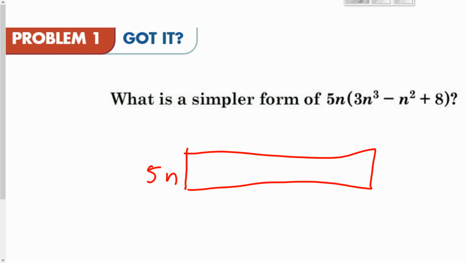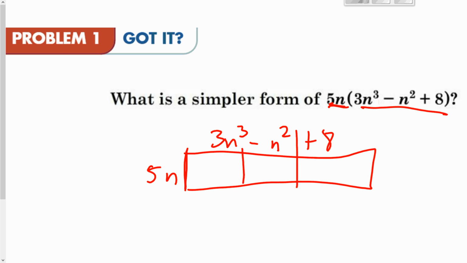Okay, so we have a 1. You can think about this as your width and your length. So here's my width, 5n, here's my length, or you can think about it the other way. This is my length, 5n, this is my width. So 3n cubed minus n squared plus 8.